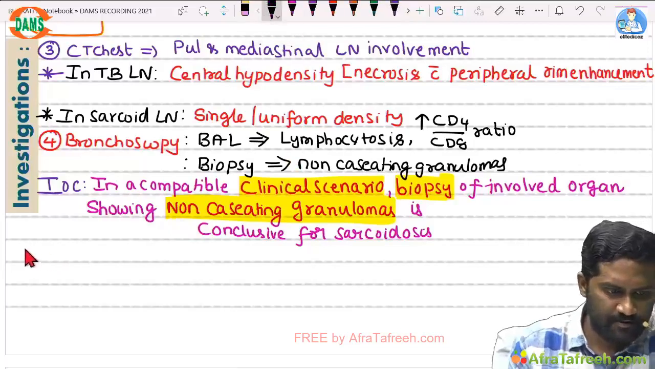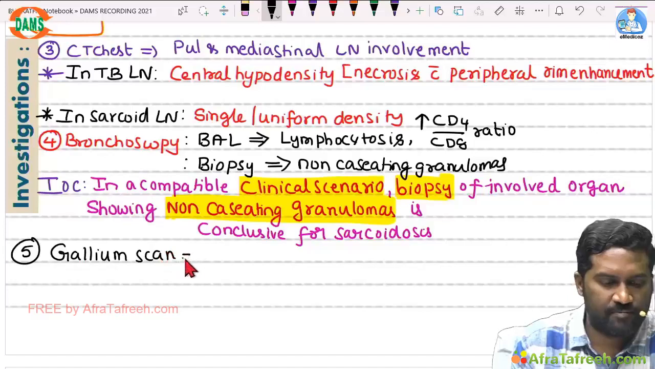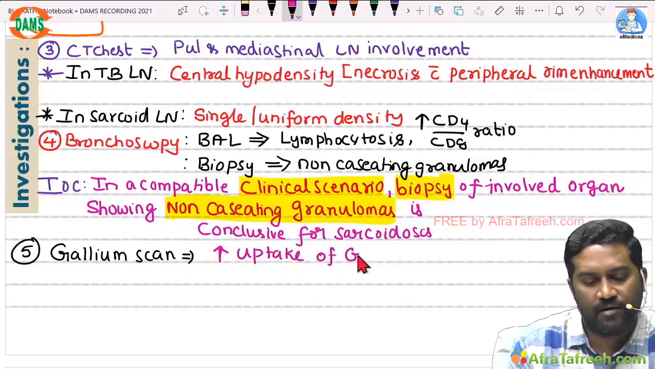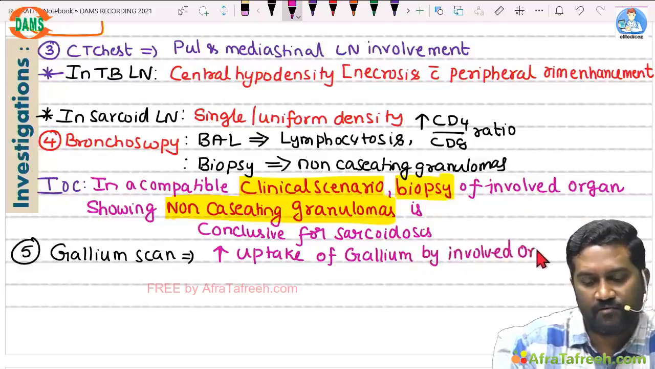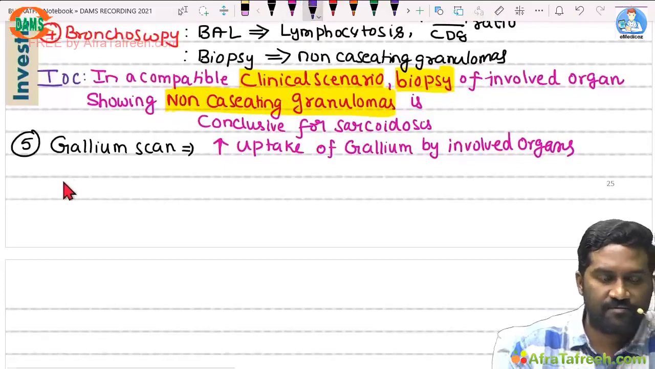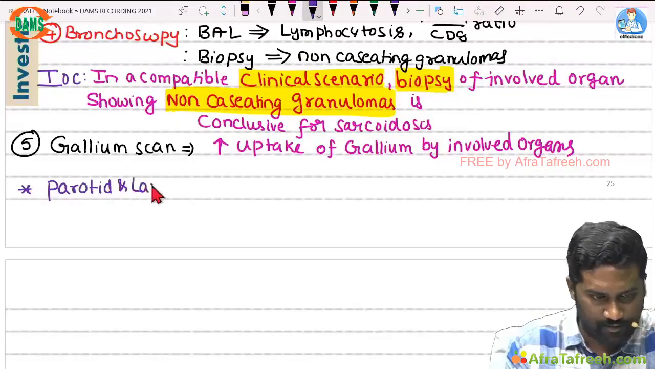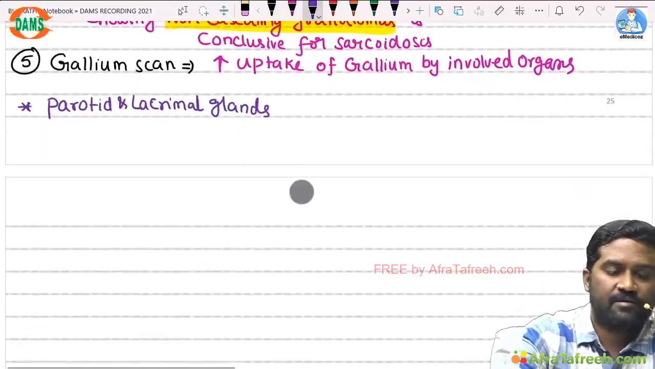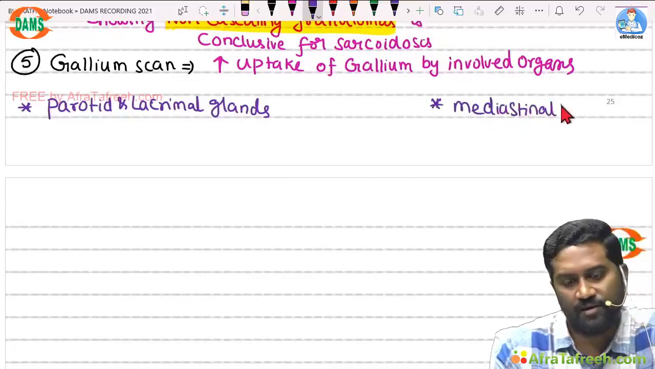Apart from this, there is an old test called gallium scan, not done routinely nowadays. What is the principle? There will be increased uptake of gallium by involved organs in sarcoidosis. So where does the gallium uptake happen? In the face, it will be taken up by parotid and lacrimal glands, whereas in the thorax, it will be taken up by mediastinal lymph nodes.